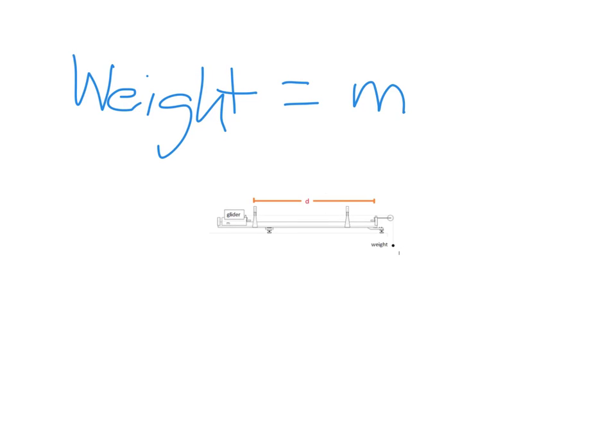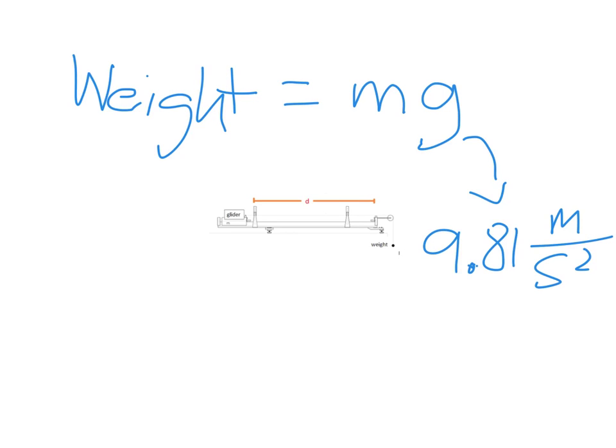And so let's remind ourselves how to calculate weight. If we know this is the weight that we're interested in, if we hang some mass here, remember that the weight is equal to the mass times little g, where little g is the acceleration due to gravity, and that's 9.81 meters per second squared. And so if I hang a 1 kilogram mass as my weight here, that would be 9.81 times 1 kilogram. That would be the weight.